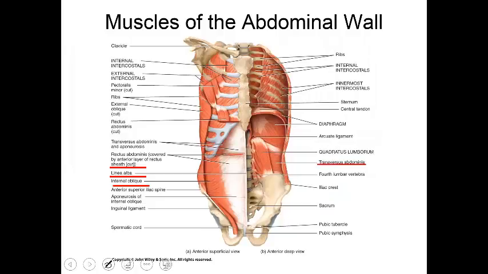So this is a very nice diagram that shows you the superficial versus the deep view of all the abdominal wall muscles. So you see the rectus sheath that has been cut. You can see the rectus abdominis. Over here, the external oblique, which has been cut off. Then you see the internal obliques. And right here, towards the posterior side of the abdominal wall, you see the transversus abdominis muscle.